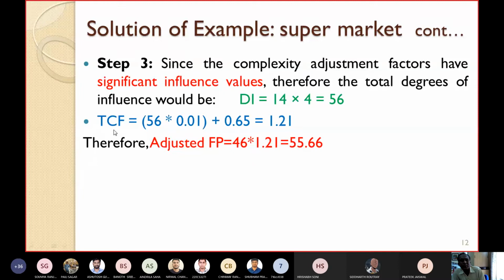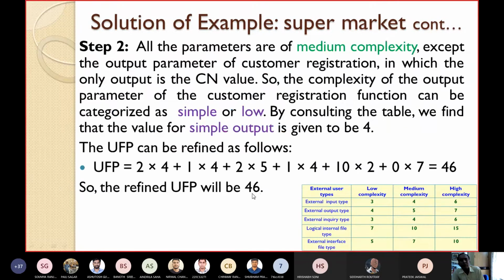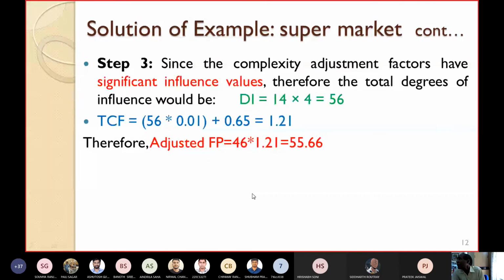Last class I have already told you, VAF stands for value adjustment factor. The same thing is known as TCF, technical complexity factor. This is coming to be how much? Again the formula: 56 into 0.01 plus 0.65, coming to 1.21. So the adjusted function point will be how much? The refined value of UFP is 46 into 1.21, coming to be 55.